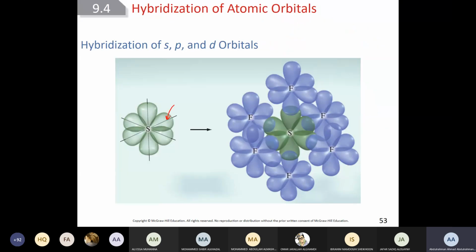Now, what's the name of each of these orbitals? sp3d2, each one. And then the fluorine will come and interact. What type of interaction? It's very easy. Sigma. 1, 2, 3, 4, 5, 6. All of them are sigma.